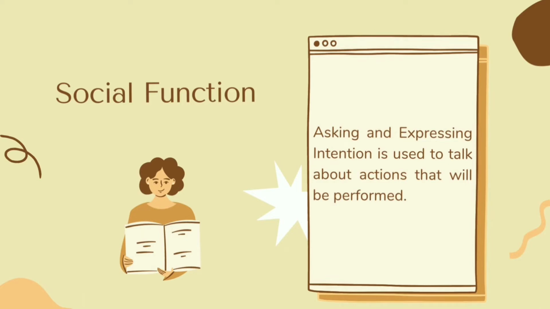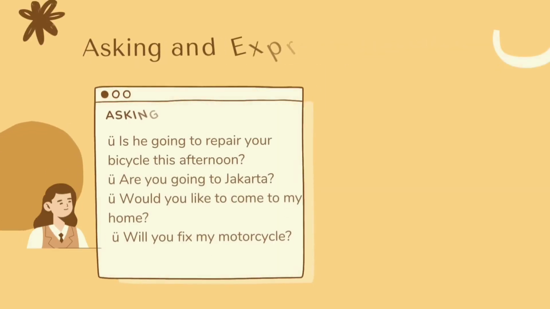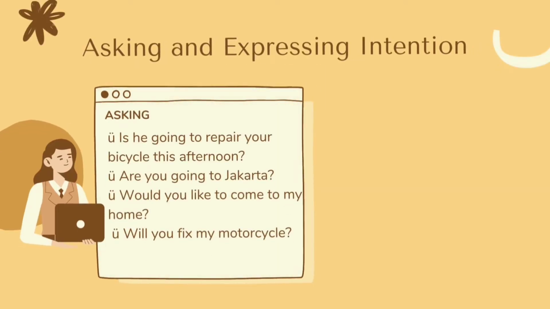Up to this point, are you starting to understand it? Okay, if you already understand, let's move on to examples of asking and expressing intentions. Here are the examples of asking for intentions. Is he going to repair your bicycle this afternoon? Are you going to Jakarta? Would you like to come to my home? Will you fix my motorcycle?